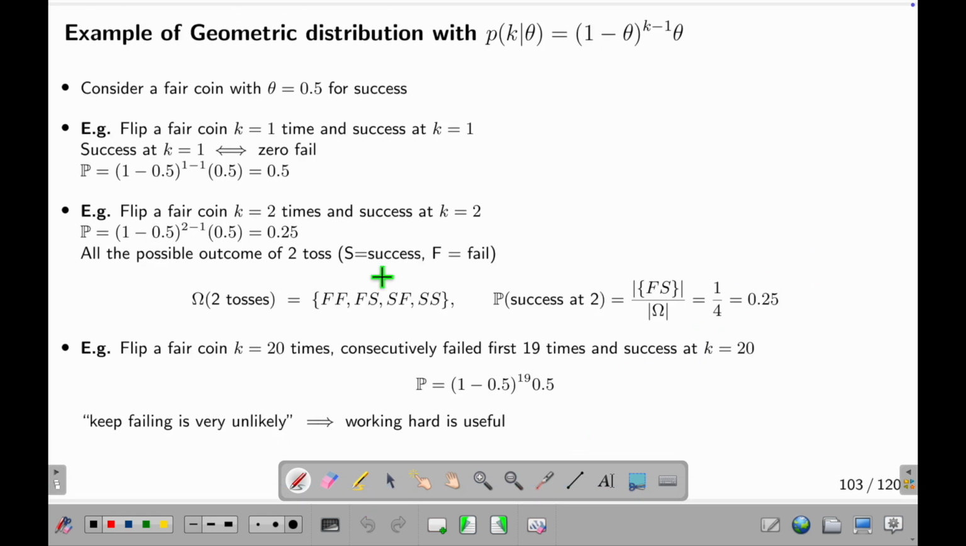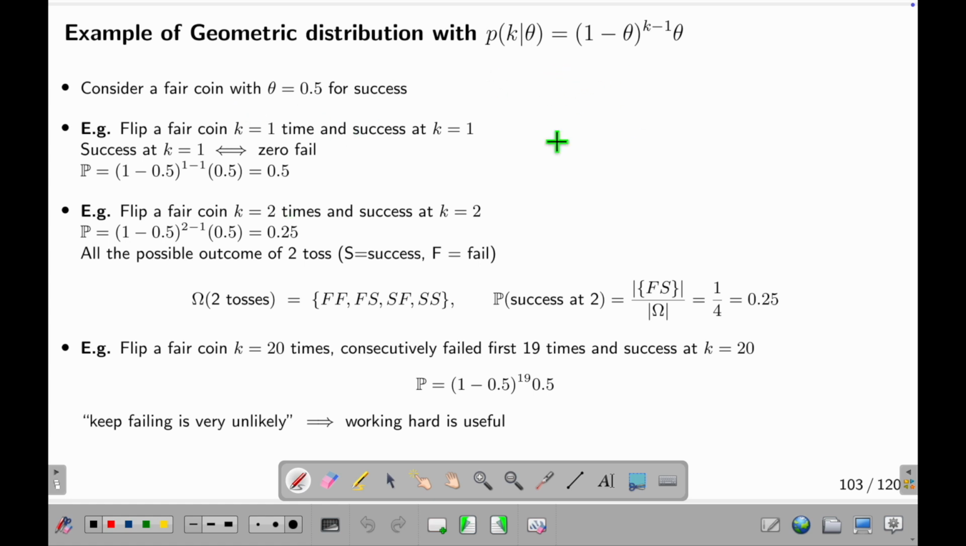Example. So suppose I have a fair coin, 0.5. I flip a coin 1 time and succeed at the first time, then it's 0.5, right? Because the success rate is 0.5. Easy. So exactly this. Nothing changed. What about if I flip 2 times and I fail the first time, succeed the second time? You don't even need to use the geometric distribution. It's fail times success.